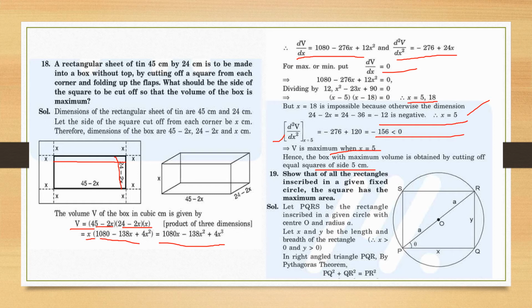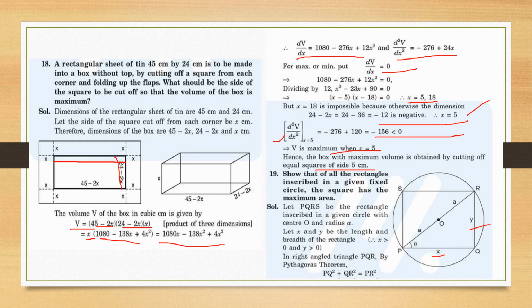Number 19 is: show that of all rectangles inscribed in a given fixed circle, the square has the maximum area. So ultimately I have to prove that this rectangle is a square. That means to prove a rectangle is a square, I have to prove x is equal to y. So let PQRS be a rectangle inscribed in this, and x is its length, y is its breadth. Both are positive.